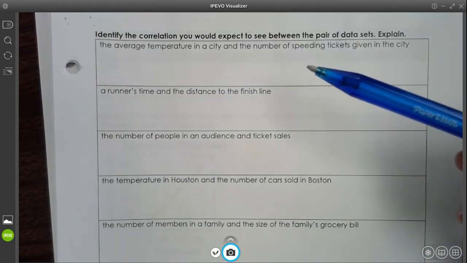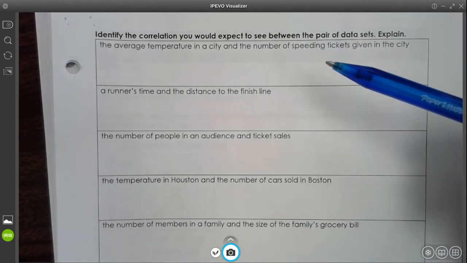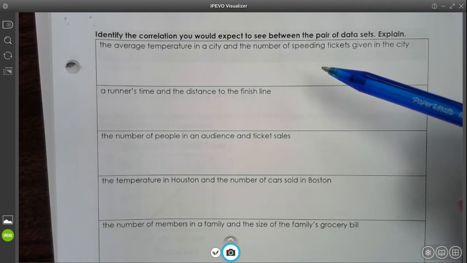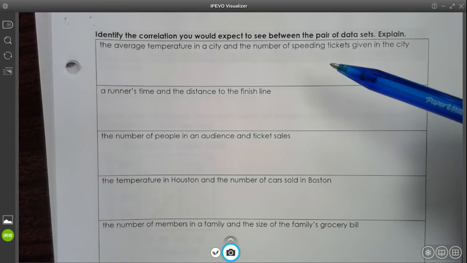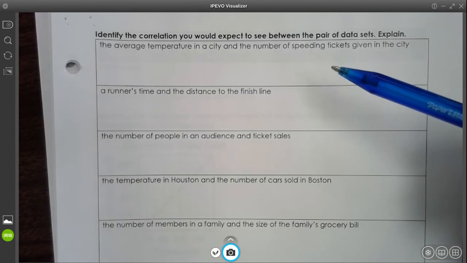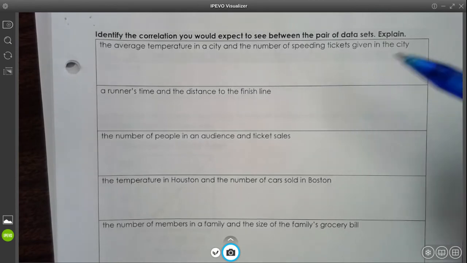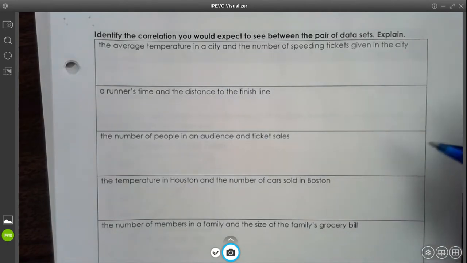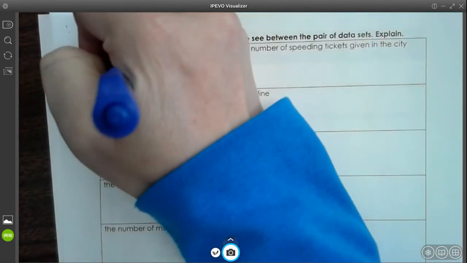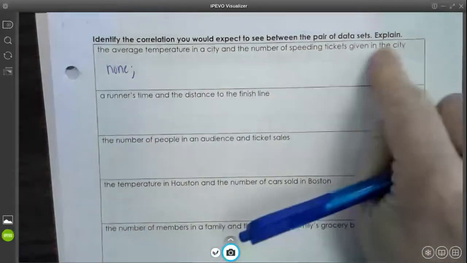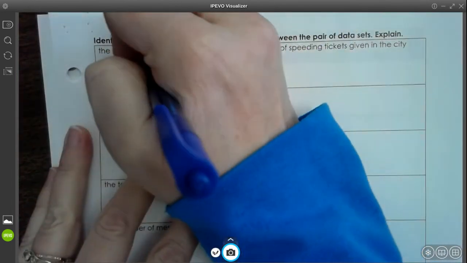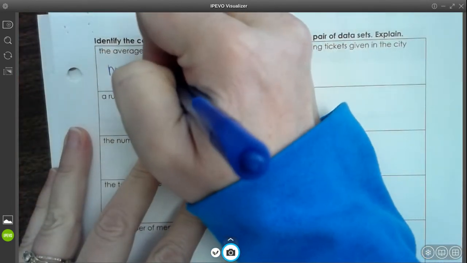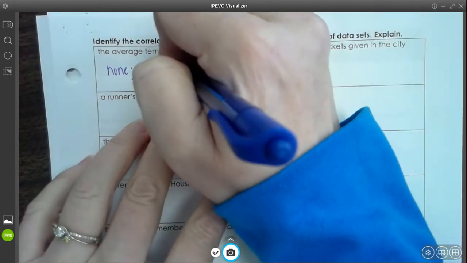And the answer is no. I don't think you're more likely to give out more speeding tickets when it's cold or when it's warm, because that doesn't really affect people's driving unless there's like snow or other things on the road. So temperature is not going to affect the number of speeding tickets. So I'm going to write none.